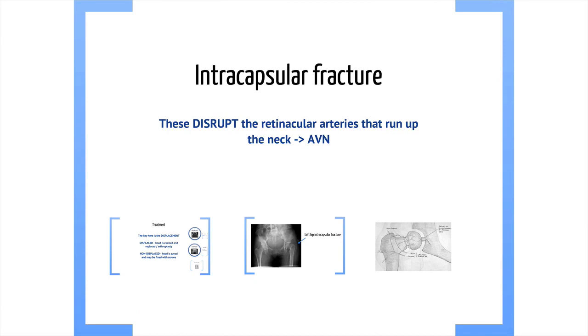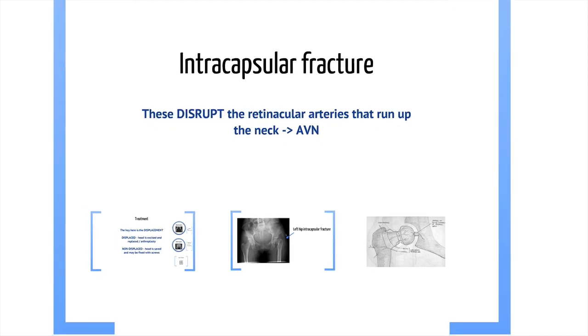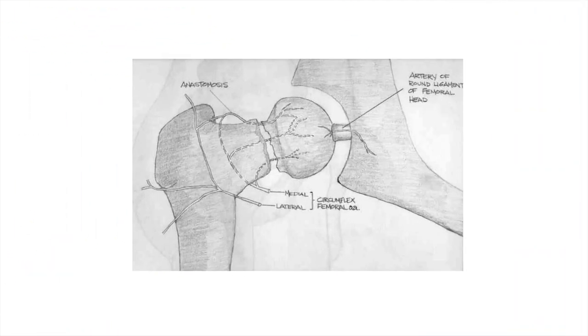So let's start by talking about intracapsular fractures. The important point to note for intracapsular fractures is that they disrupt the retinacular arteries that run up to the neck. This means that if there is a fracture, the blood supply to the neck can be compromised, and after the fracture, the head of the femur can potentially deteriorate and collapse, a condition known as avascular necrosis. This is just a drawing to show what I mean. So as you can see here, you've got the retinacular arteries supplying the head of the femur and an intracapsular fracture that is disrupting these.